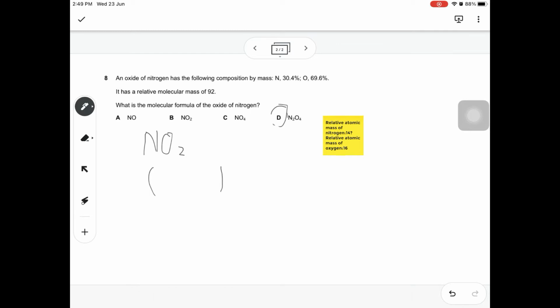And then we'll equate this to the bracket. And then the bracket will contain the relative molecular mass of the empirical formula of the oxide of nitrogen. And then we'll equate this N, which is the coefficient that will multiply with the empirical formula of NO2, equals to the actual relative molecular mass of 92. So the relative molecular mass of the NO2 is 46. So to find N, we take N equals 92 divided by 46, which is 2.